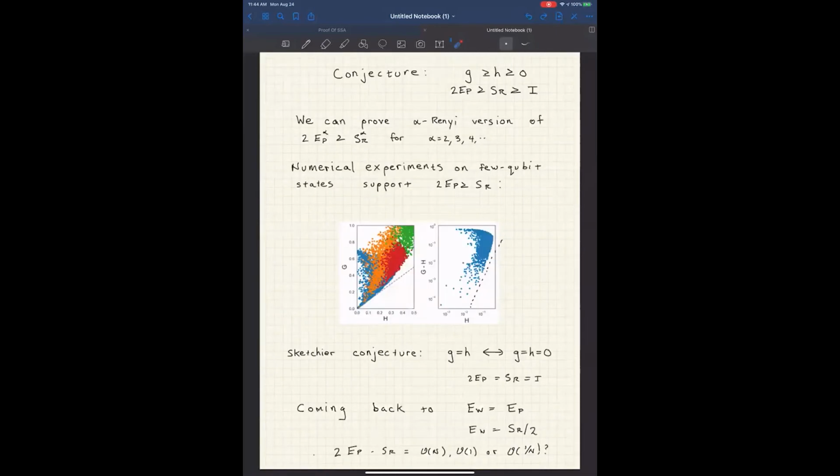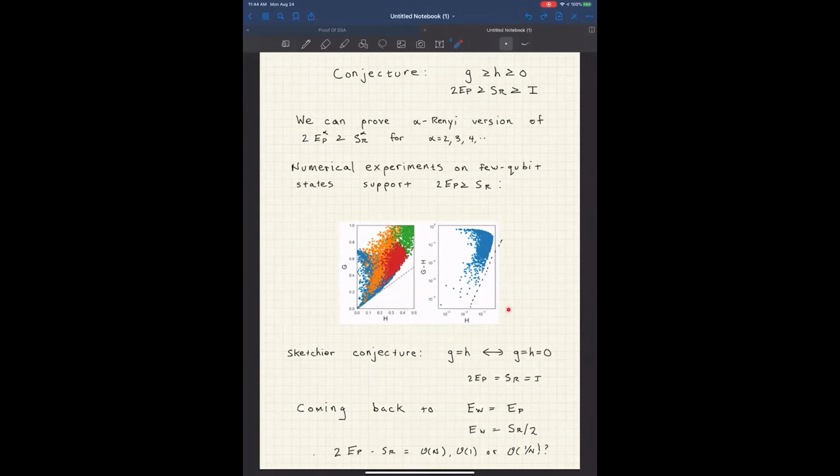And then the final thing I'll say is we'd like to conjecture, we've seen that G is not equal to H, and numerically it seems that G is greater than or equal to H. It'd be nice to prove this at the level of just quantum information theory, rigorously show that SR lower bounds 2EP. We were able to prove this for alpha Renyi entropies for integers like alpha equals 2, 3, 4, but not the von Neumann case.